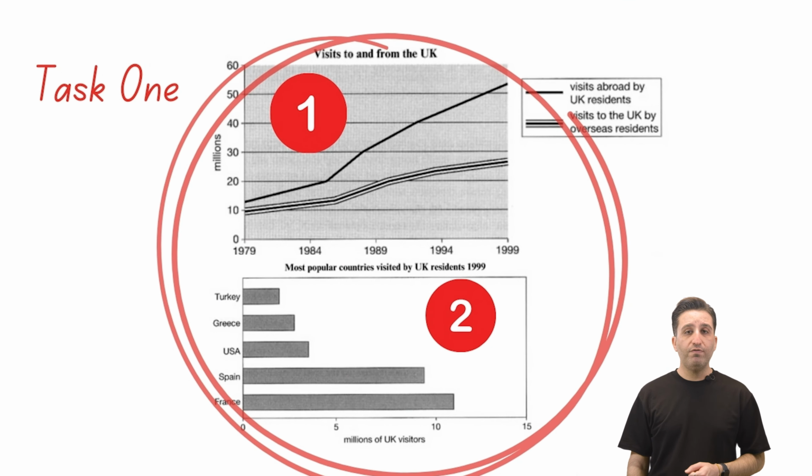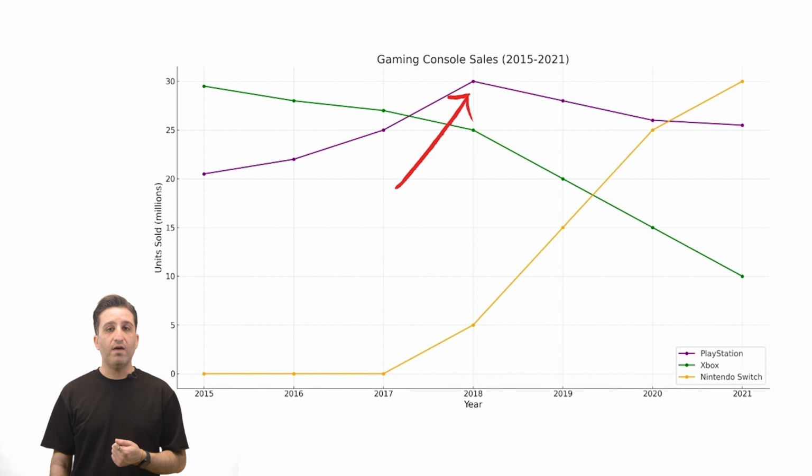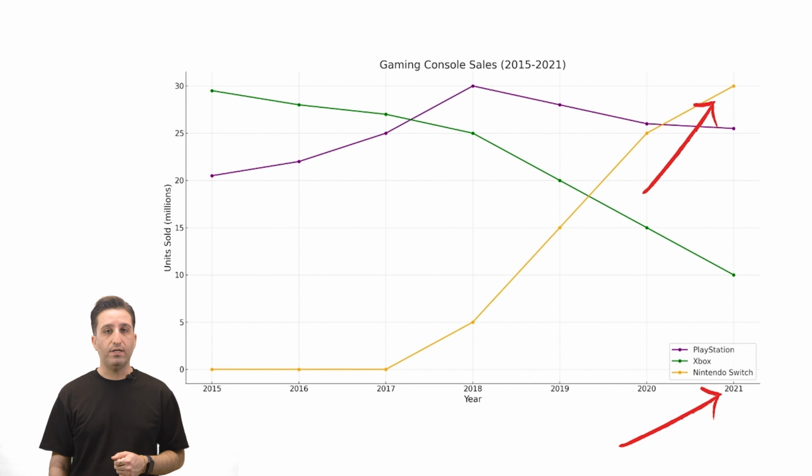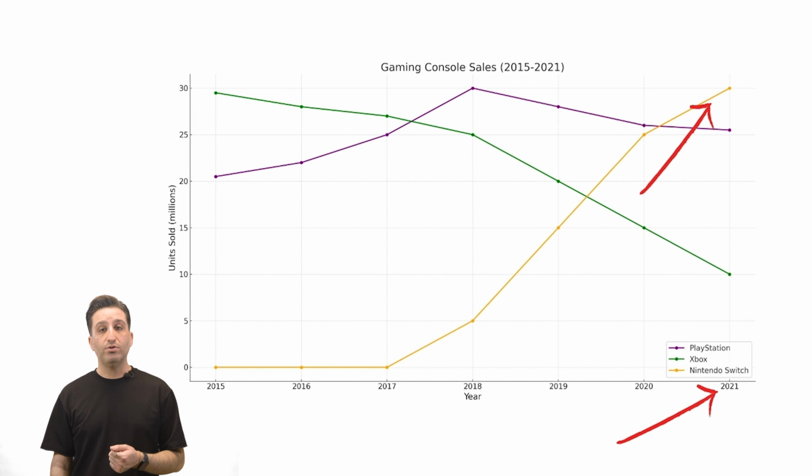In our line graph, we see that contrary to Xbox, which experienced a decline, the other two gaming consoles saw upward trends in terms of sales. Also, Xbox seems to be the favorite console to begin with. However, it changes place with PlayStation eventually. Nintendo Switch becomes the most popular gaming console as we approach the year 2021.